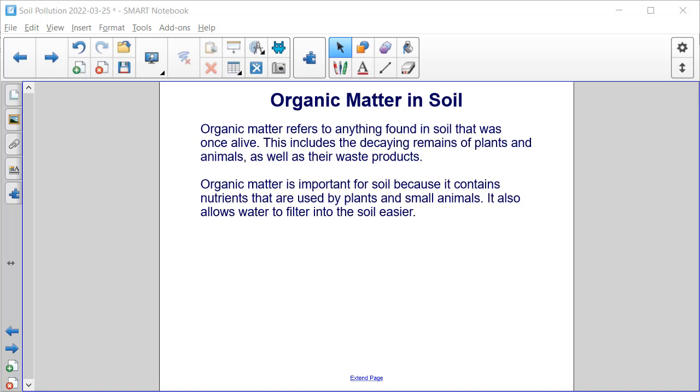Organic matter in soil refers to anything found in the soil that was once alive. This includes the decaying remains of plants and animals, as well as their waste products. Organic matter is important for soil because it contains nutrients that are used by plants and small animals. It also allows water to filter into the soil easier.